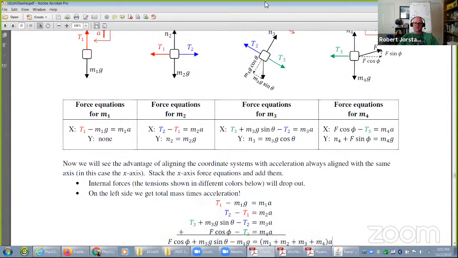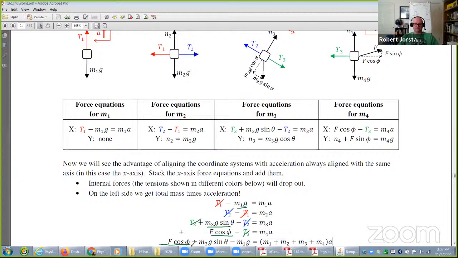If you look at this, notice if you stack them and add them, the red internal force drops out. The blue internal force drops out. And the green one also drops out. And you're left with these two forces are positive. This one's negative. On the other side, what do you get? They all have an A, so you could factor out the A and you get mass total.